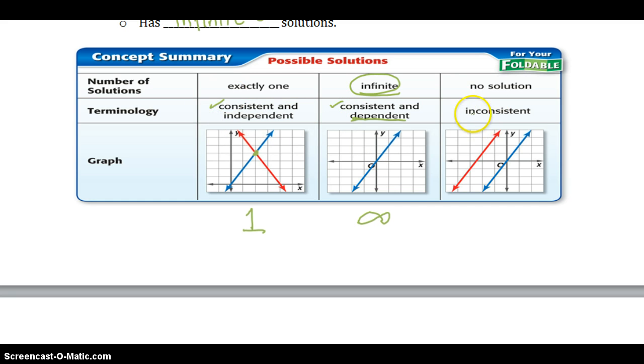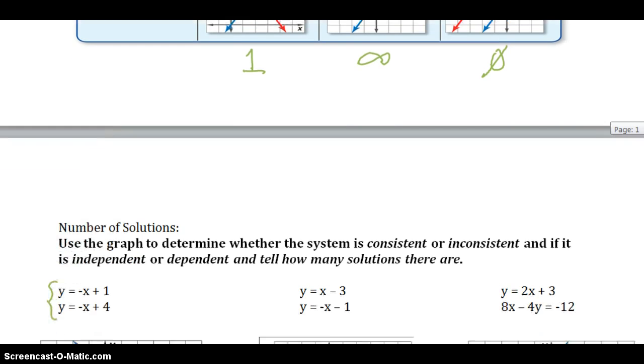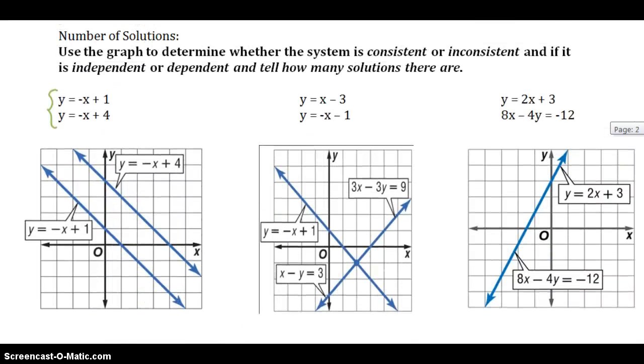For inconsistent, there's no solution. That means the two lines never intersect. If they never intersect, then they are parallel. There's no solution, so let's do null set. Zero solutions, no solution. Infinite solutions, one solution. So we have to graph our equations to find out which one of the three we have. Here we go. So on the next page, we start with some examples.